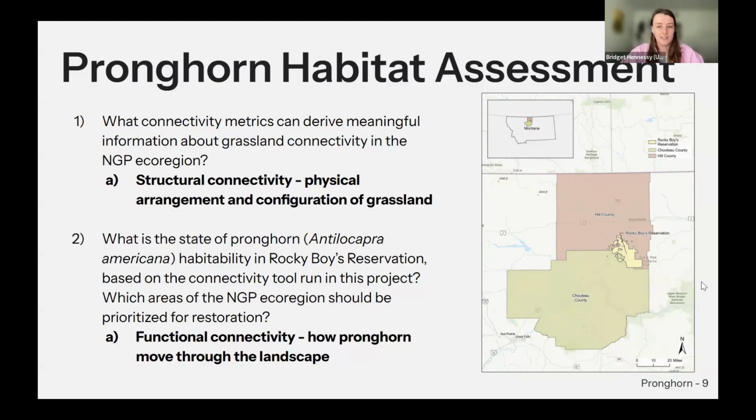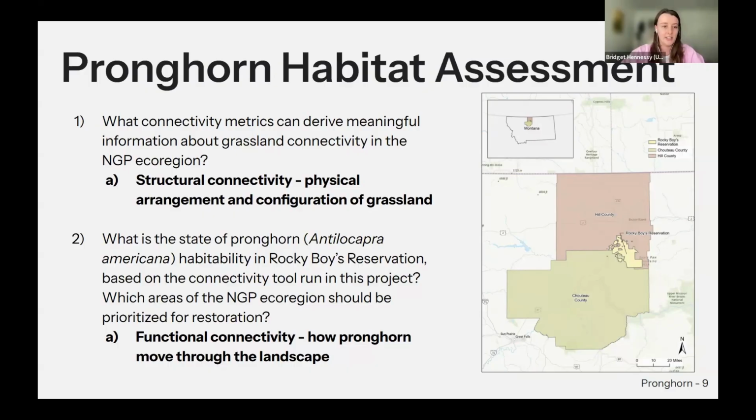There are different components under the term ecological connectivity. Structural and functional are two that we use to answer our research questions, which were one, what connectivity metrics can derive meaningful information about grassland connectivity in the NGP ecoregion? So for this, we looked at structural connectivity, which is the physical arrangement and configuration of the habitat of interest, which for pronghorn is primarily grassland.